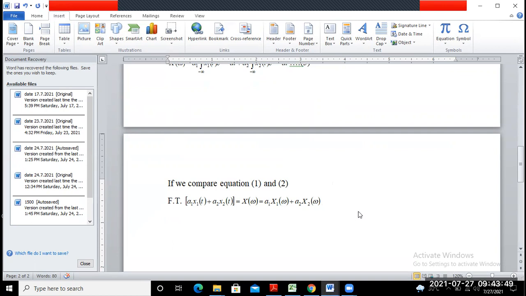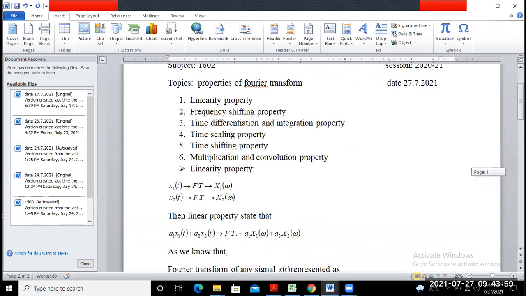Okay. Similarly, we will discuss another property. That means time shifting property, scaling property, and frequency shifting property, multiplication and convolution property in the next class. Okay, so we stop here, and in the next class we will discuss the remaining properties.